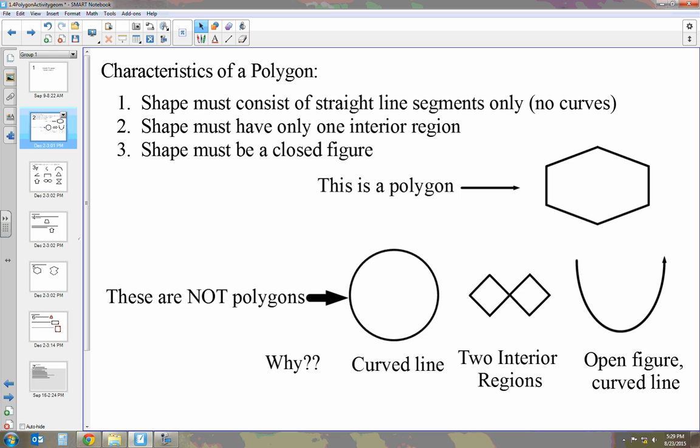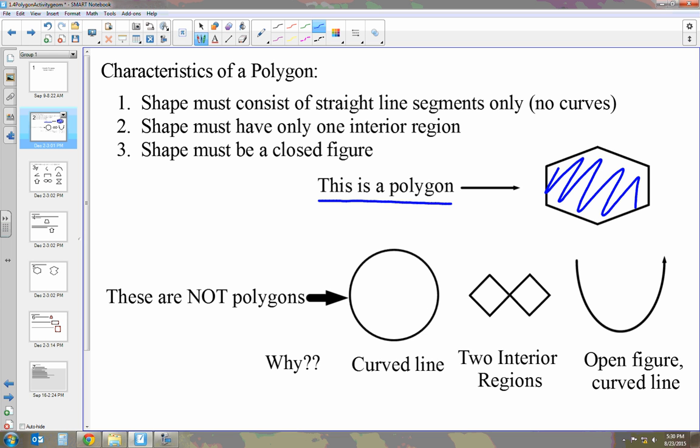The first one is that the shape must consist of straight line segments only, no curves. The second characteristic is that the shape must have only one interior region. And the third characteristic is the shape must be a closed figure. So if we look at this polygon over here, this is a polygon. It has all 3 characteristics that we're talking about.